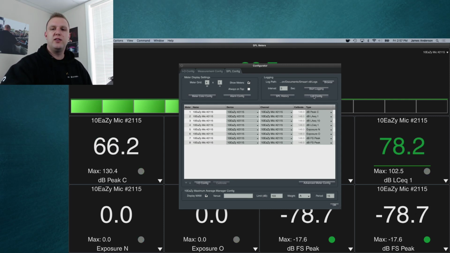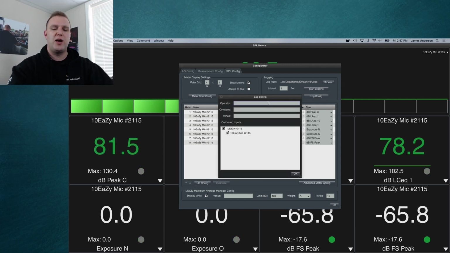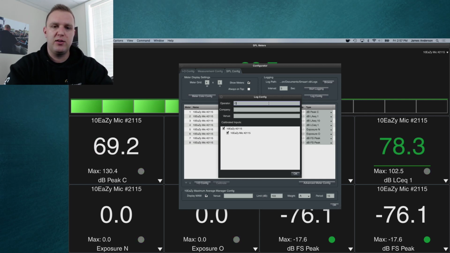And so, log config. The operator happens to be me. I'm Chris Tinger, so CT. Company is Rational Acoustics, and the venue is the Worldwide Training Headquarters.